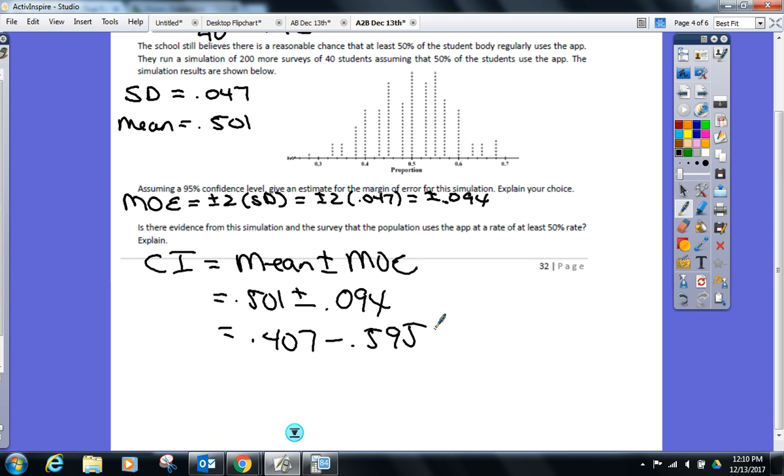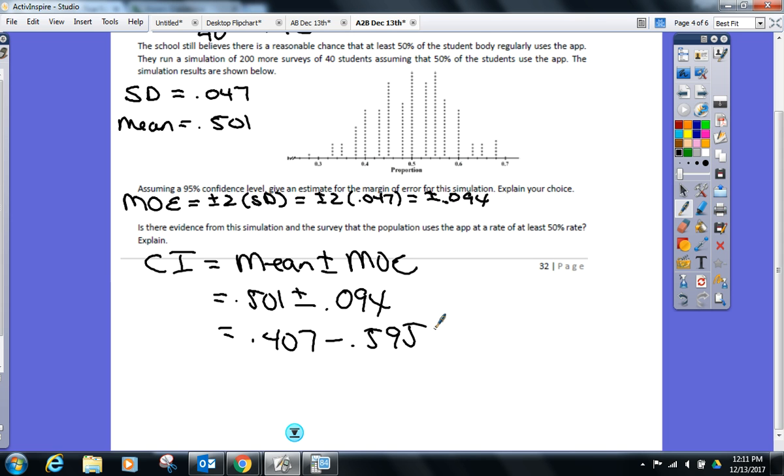Okay, here's how we're going to answer the question. Is there evidence from the simulation and from our sample proportion, 0.45, that 50% will use the app? Here's what we just found: we are 95% confident that 40% to 59% are going to use the app. That's what that means. And what did our sample proportion come out to be? 0.45. Is that within our confidence interval? Yes, so we have evidence that it'll be at least 50%.